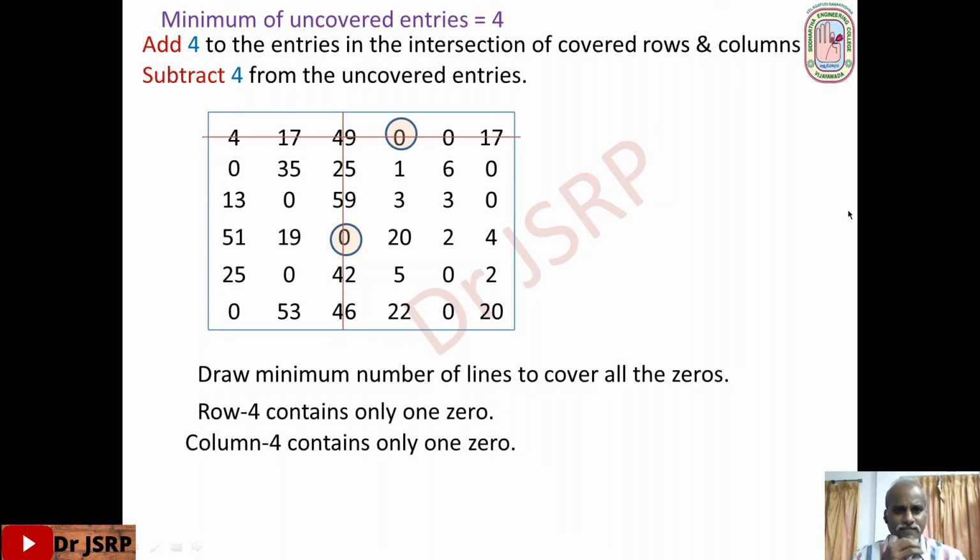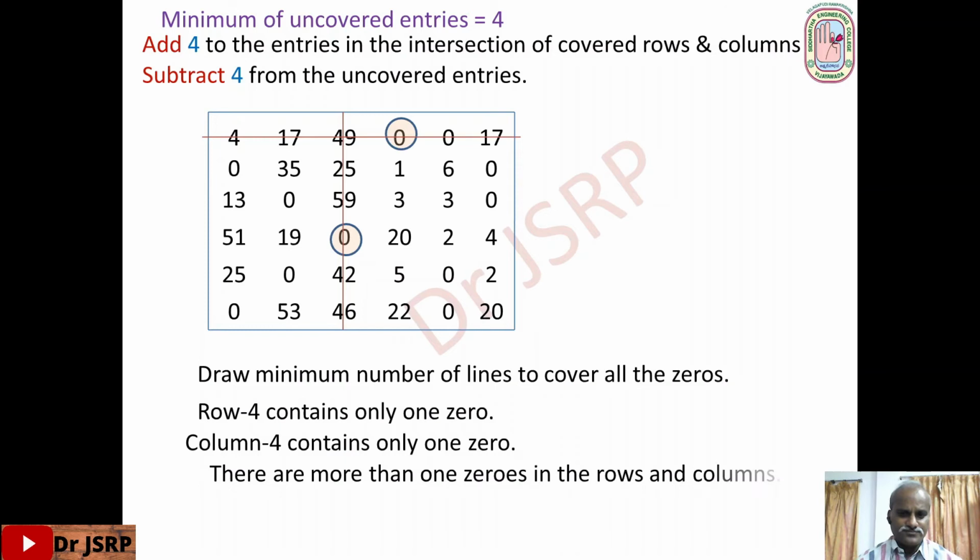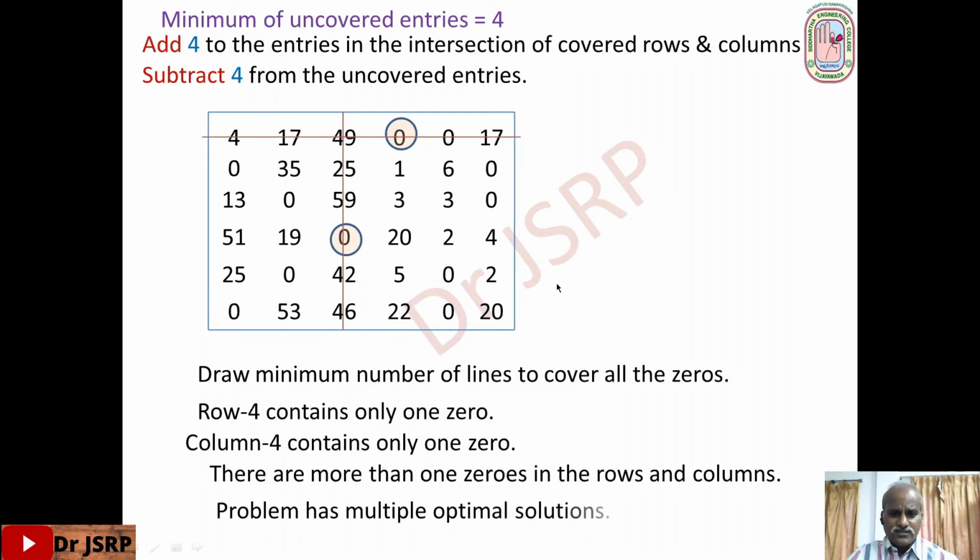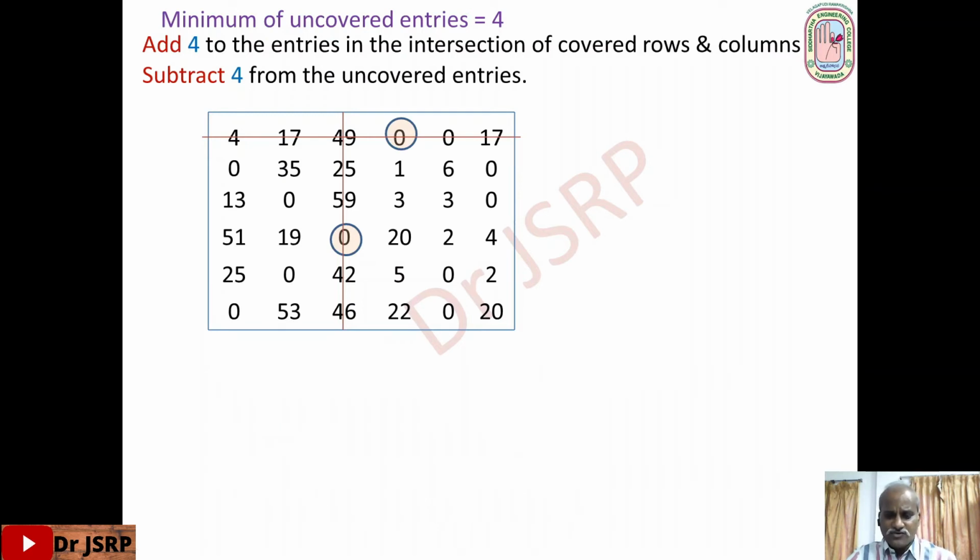So here observe the table. Each row and each column contain more than 1 zero. That means each job has more than one possible assignment. Similarly, each person has more than one possible assignment. Okay. So in this case, we get multiple optimal assignments. So there are more than 1 zeros in the rows and columns. Okay. So we get the multiple optimal solutions. That is, assignments.